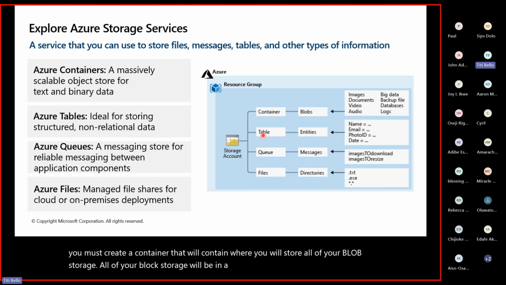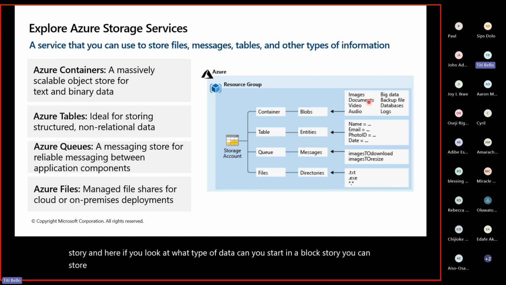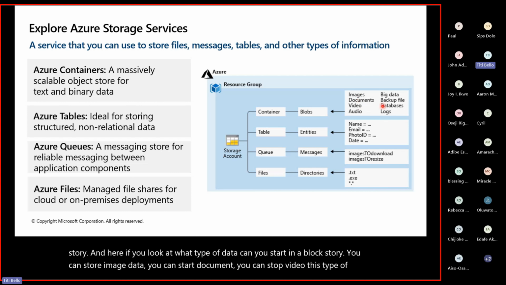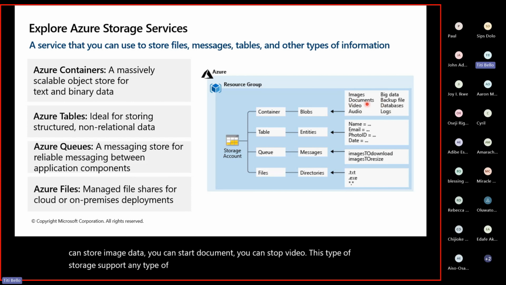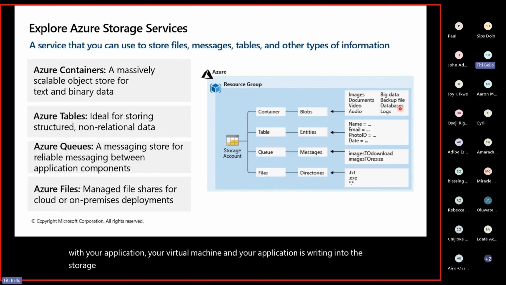Then you have table type of storage. But first, if you look at what type of data you can store in a blob storage, you can store image data, you can store documents, you can store video. This type of storage supports any type of data that you want to store in it. You can integrate it with your application or your virtual machine, and your application writes into the storage directly. So you can take anything.